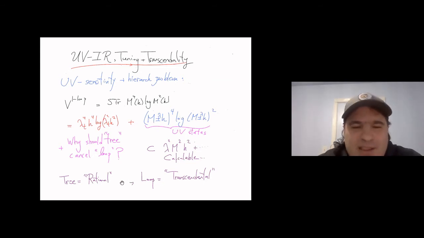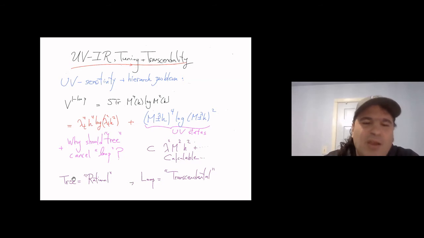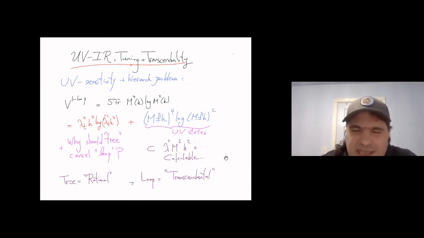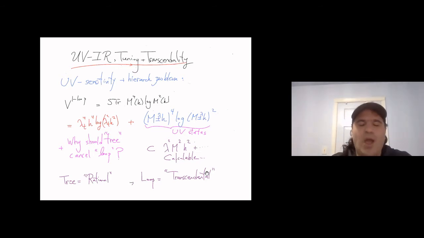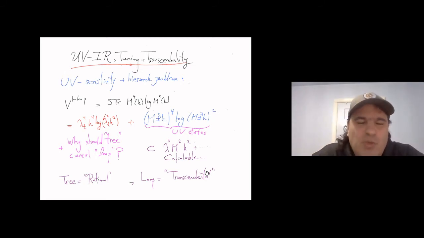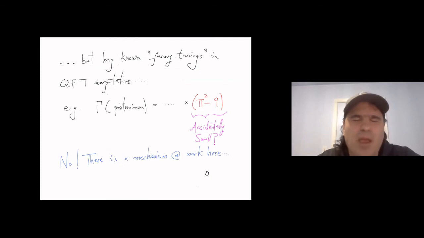So normally we talk about this distinction between trees and loops as being things that are rational polynomials in the Higgs versus things that have logarithms and are transcendental in the Higgs. We use this as an excuse for why we can't have a decent solution, why we can't have a conspiracy between these two terms. But in fact, exactly this is a reason we can have a conspiracy between them. And in fact, there are long known funny tunings in quantum field theory calculations.